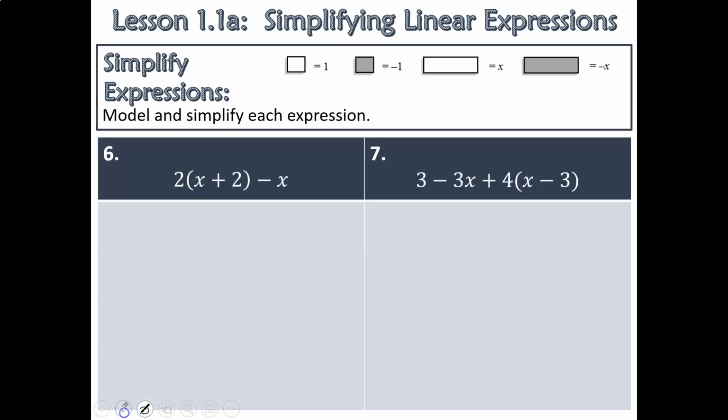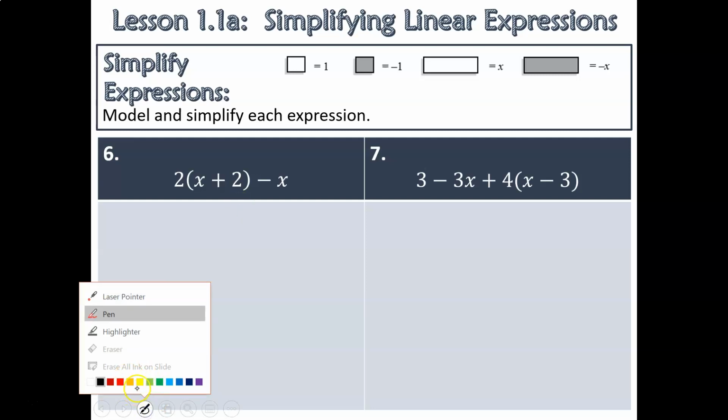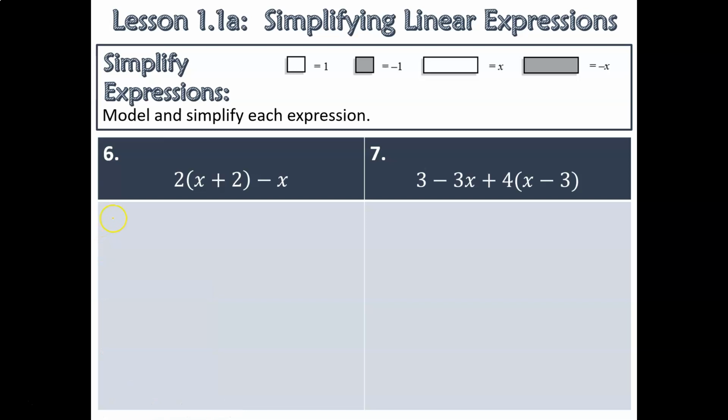All right, moving on to number 6 on the bottom of page 11. We're moving right along. So let's go ahead and model these with tiles. Okay, this is the last bit of tiles. We're going to move away from the tiles next. So I have 2 quantity x plus 2 minus x. Okay, so let's set up our x plus 2's.